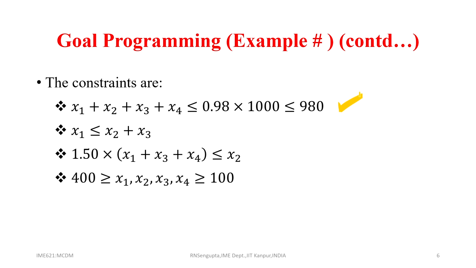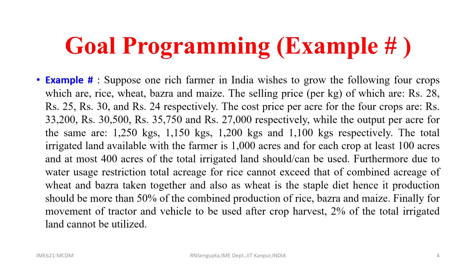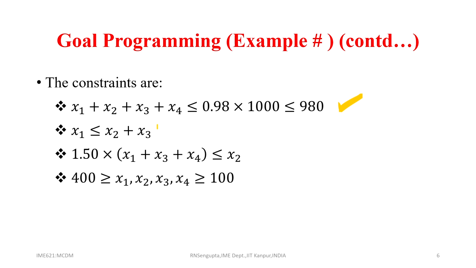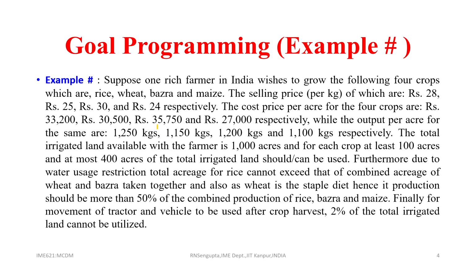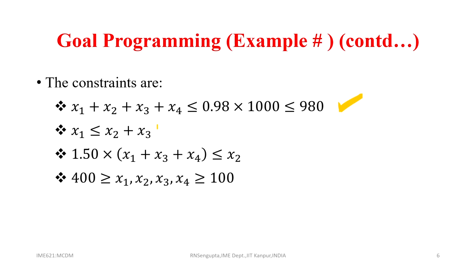The second one was that, due to water restriction, rice cannot exceed the combined acreage of bajra and wheat. Where are bajra and wheat? No, it is the second and the third, maize is the fourth. So, rice cannot exceed the sum of bajra and wheat. So, it is basically x1 is less than or equal to x2 plus x3, the second constraint.